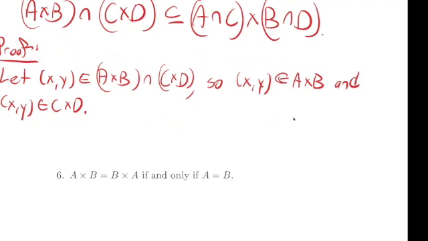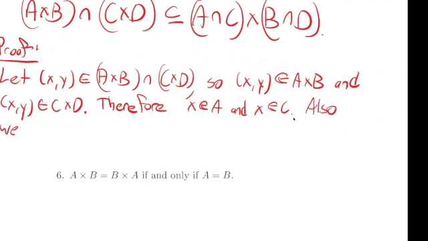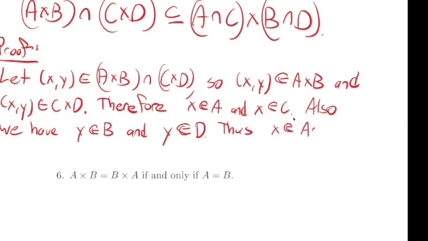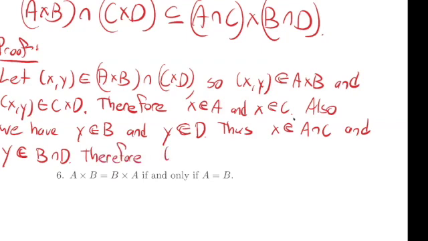You're doing great. Okay. So from there I said, therefore X is in A and X is in C. And then Y is in B and Y is in D. And then I said, since X is both in A and C, X is in A intersect C. And since Y is in both B and D, Y is in B intersect D. Therefore, (X, Y) is in A intersect C cross B intersect D.